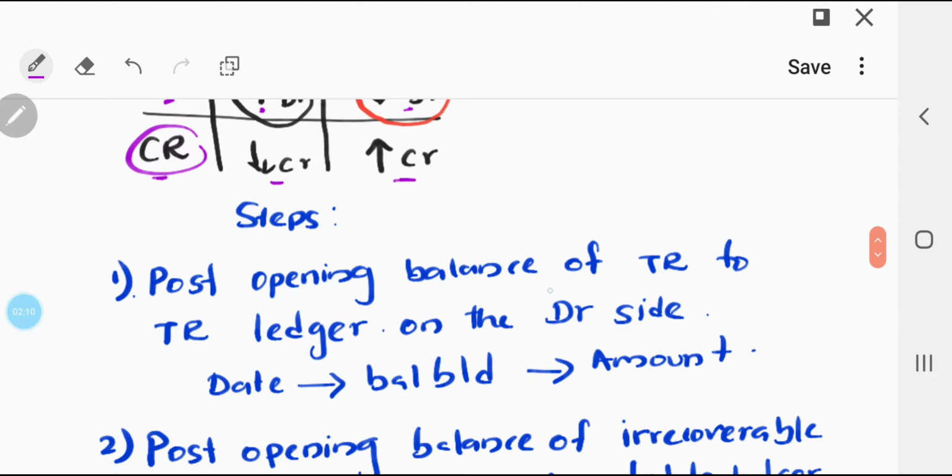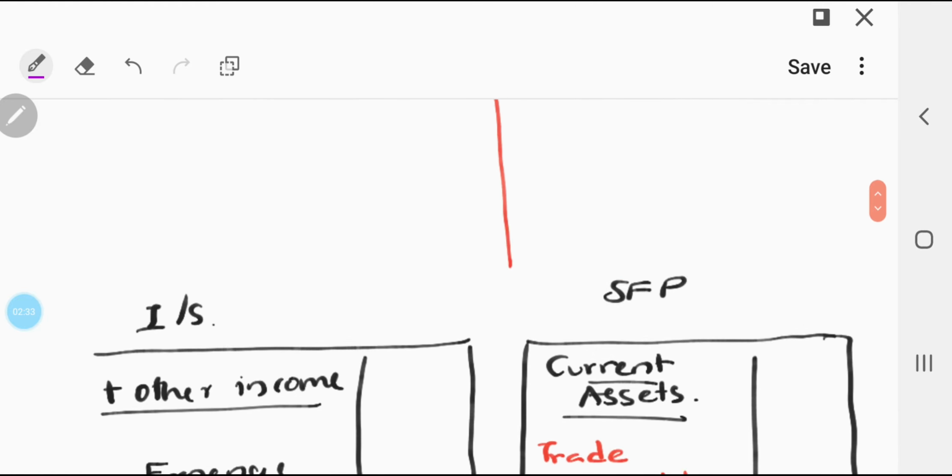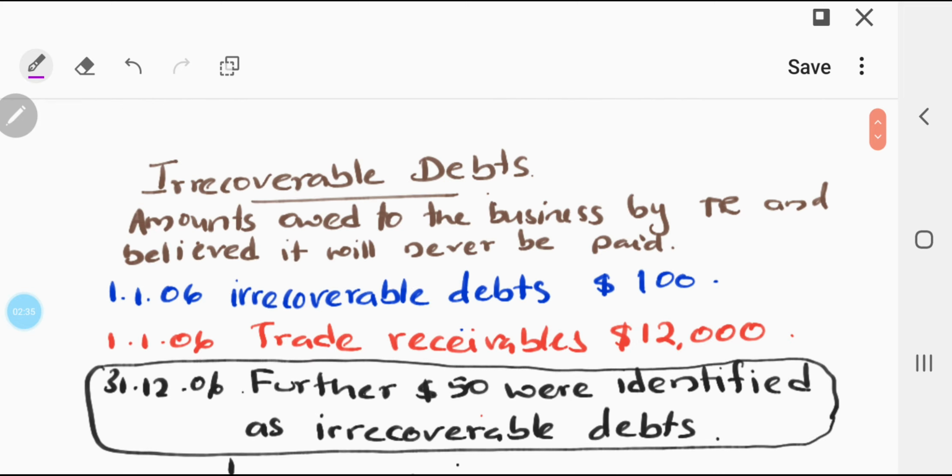Post opening balance of TR to TR ledger on the debit side. Why are we entering it on the debit side? Trade receivables do have a debit balance as per debt click. What are the steps? Include the date, balance brought down because it's at the beginning of the financial year, followed by the amount. Now, let's look at the question.